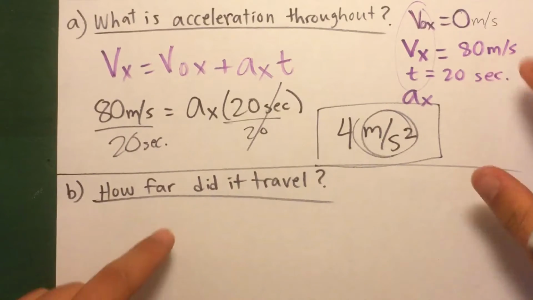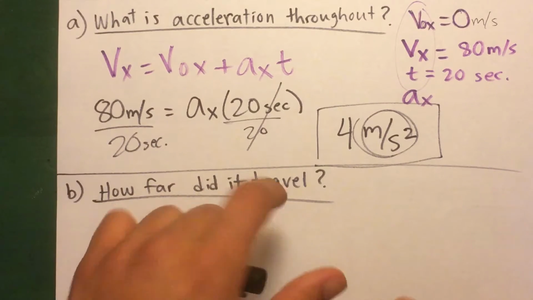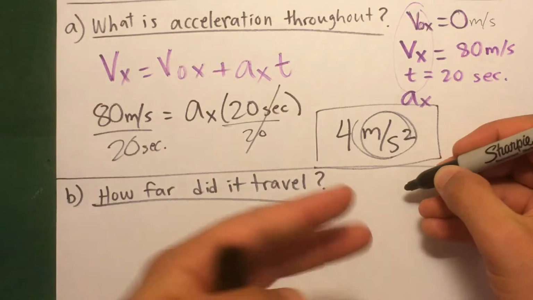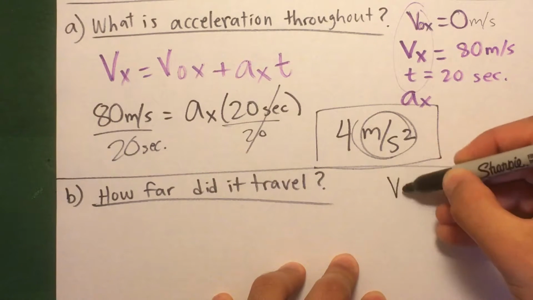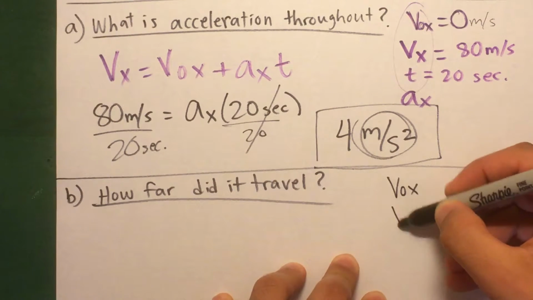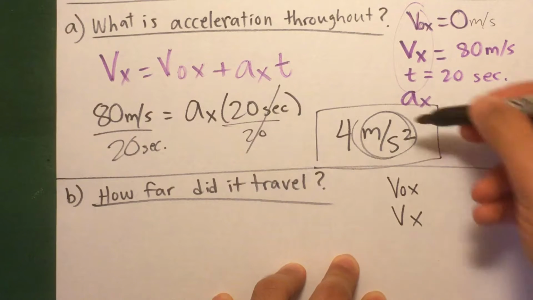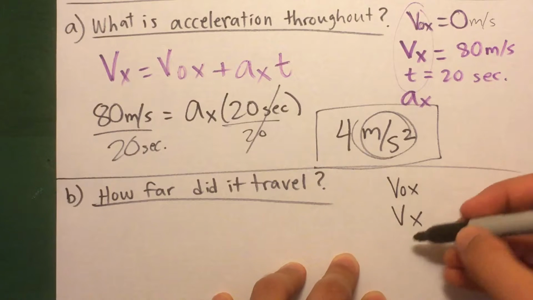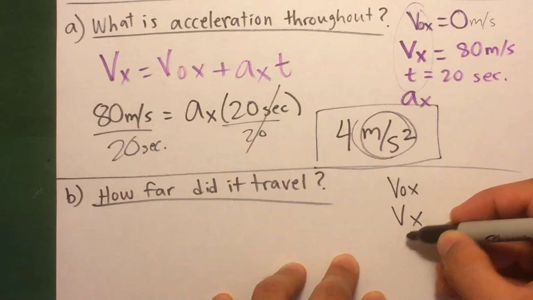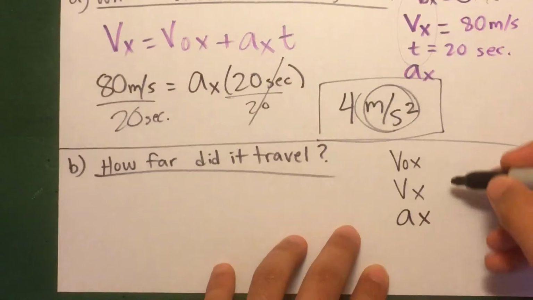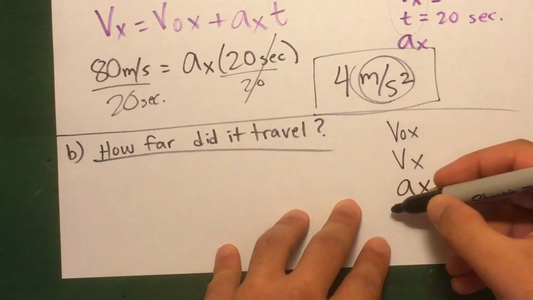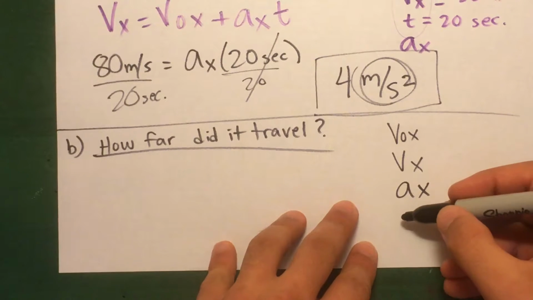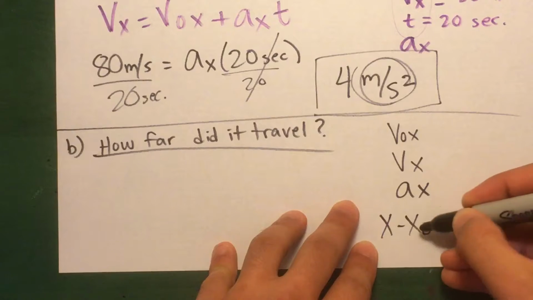And now part B, they ask how far did it travel. Again, the first thing you want to do is write down 3 knowns. So we know the initial velocity, we know the final velocity, and we now know acceleration, even though we could use time. But let's just use acceleration. It doesn't really matter. So we know these, and the unknown that we want to find is x minus x0. How far did it travel?